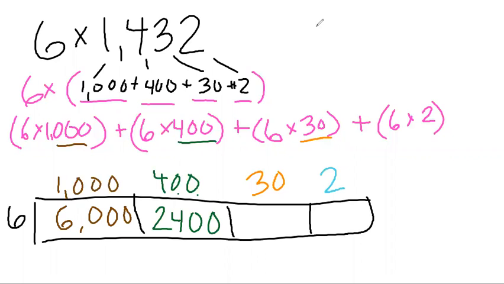Okay, so 6 times 3 is 18. And we have 1 0 to save our place value. The very last one I'm going to multiply is my ones. 6 times 2 is 12.